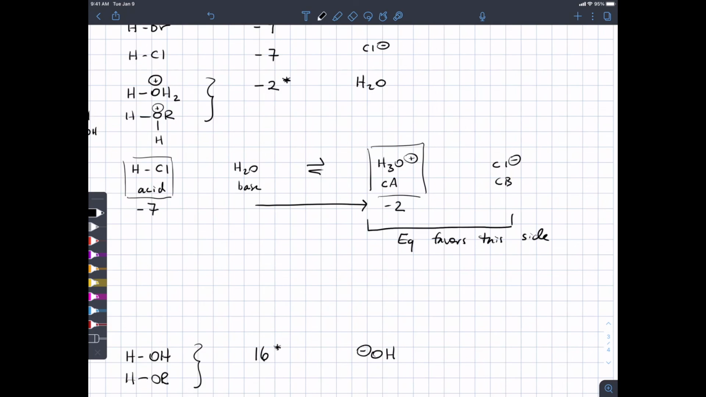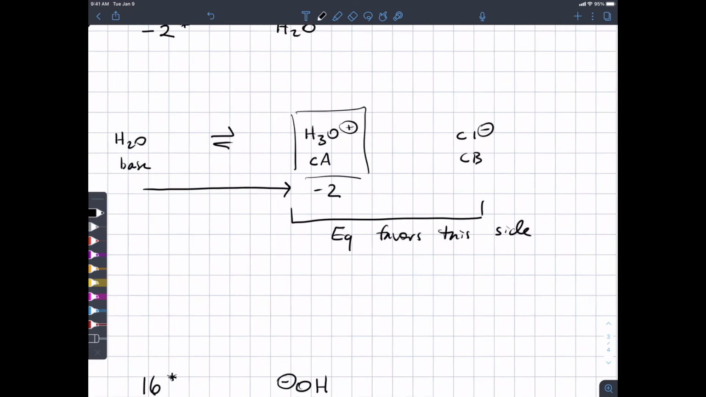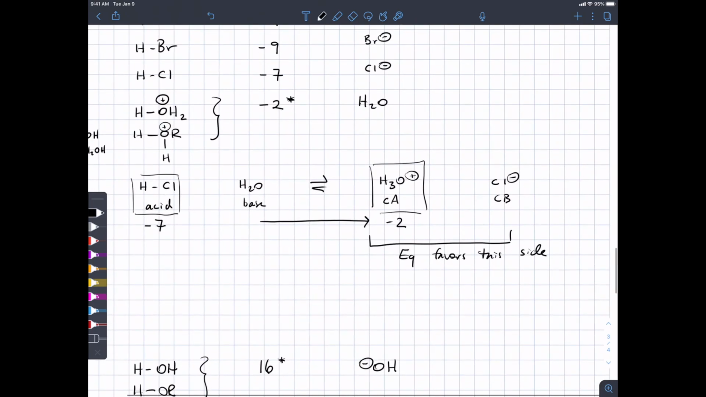So when you go to the stockroom and you buy a bottle of HCl, what are you really buying? You're actually buying H3O+ and Cl-. Okay. So what that means is that if you're in water, it may not matter what acid you use as long as it's more acidic than H3O+, because at that point, that's all you can do because you got H3O+.